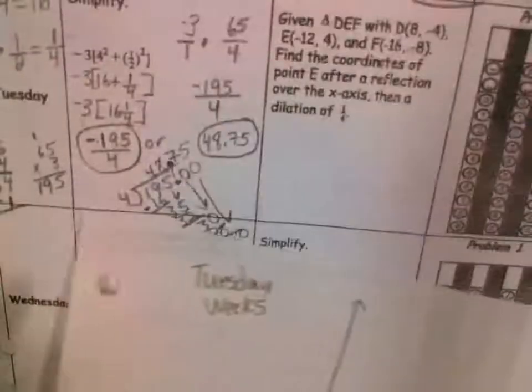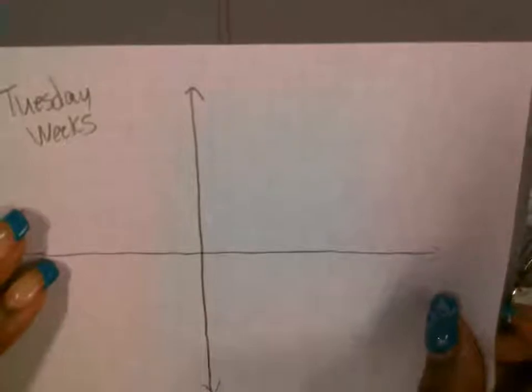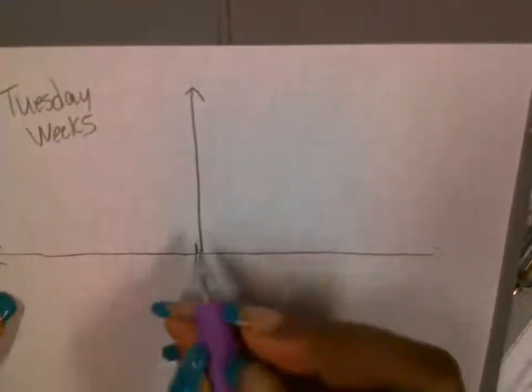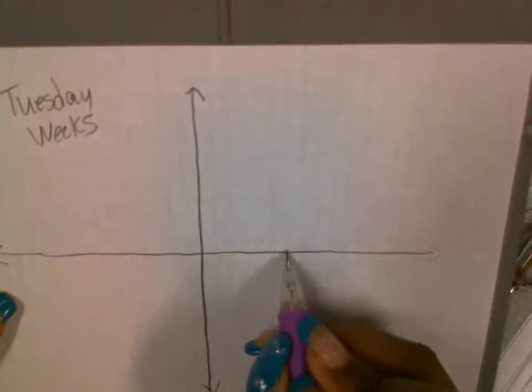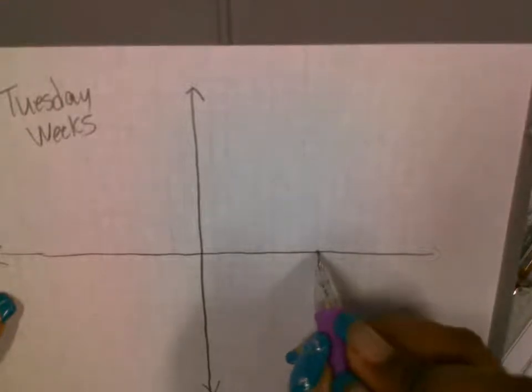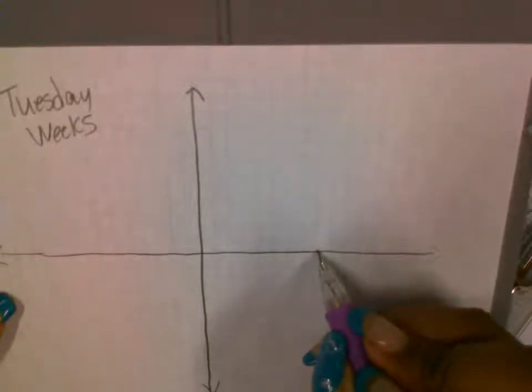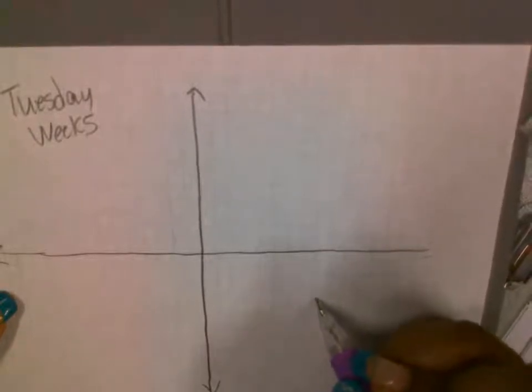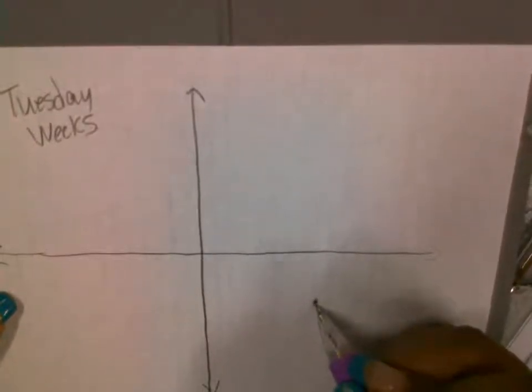Okay, so now we're going to graph these points. The first one is 8 and -4. Start here. Go to the right. 1, 2, 3, 4, 5, 6, 7, 8. And go down 4 because it's -4. 1, 2, 3, 4. This is D.